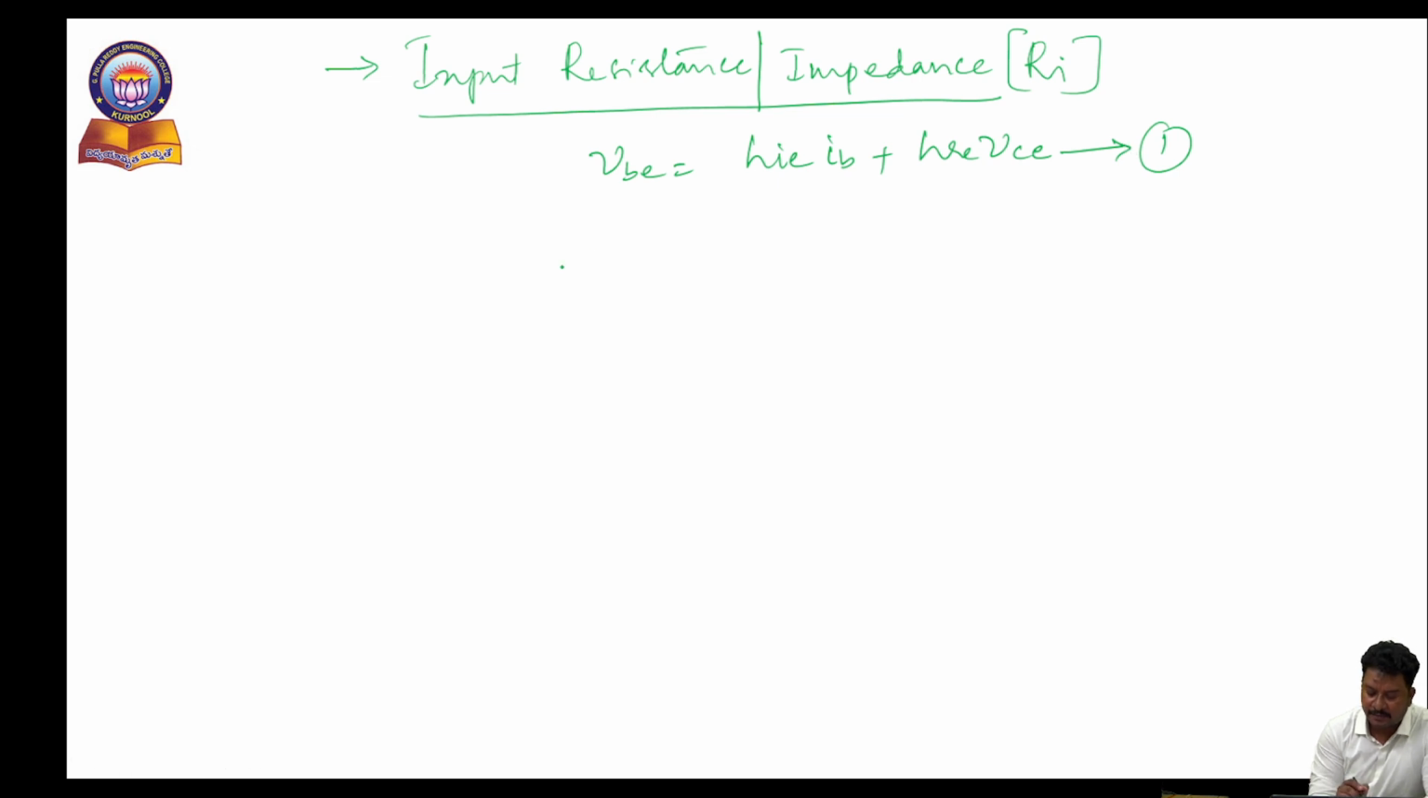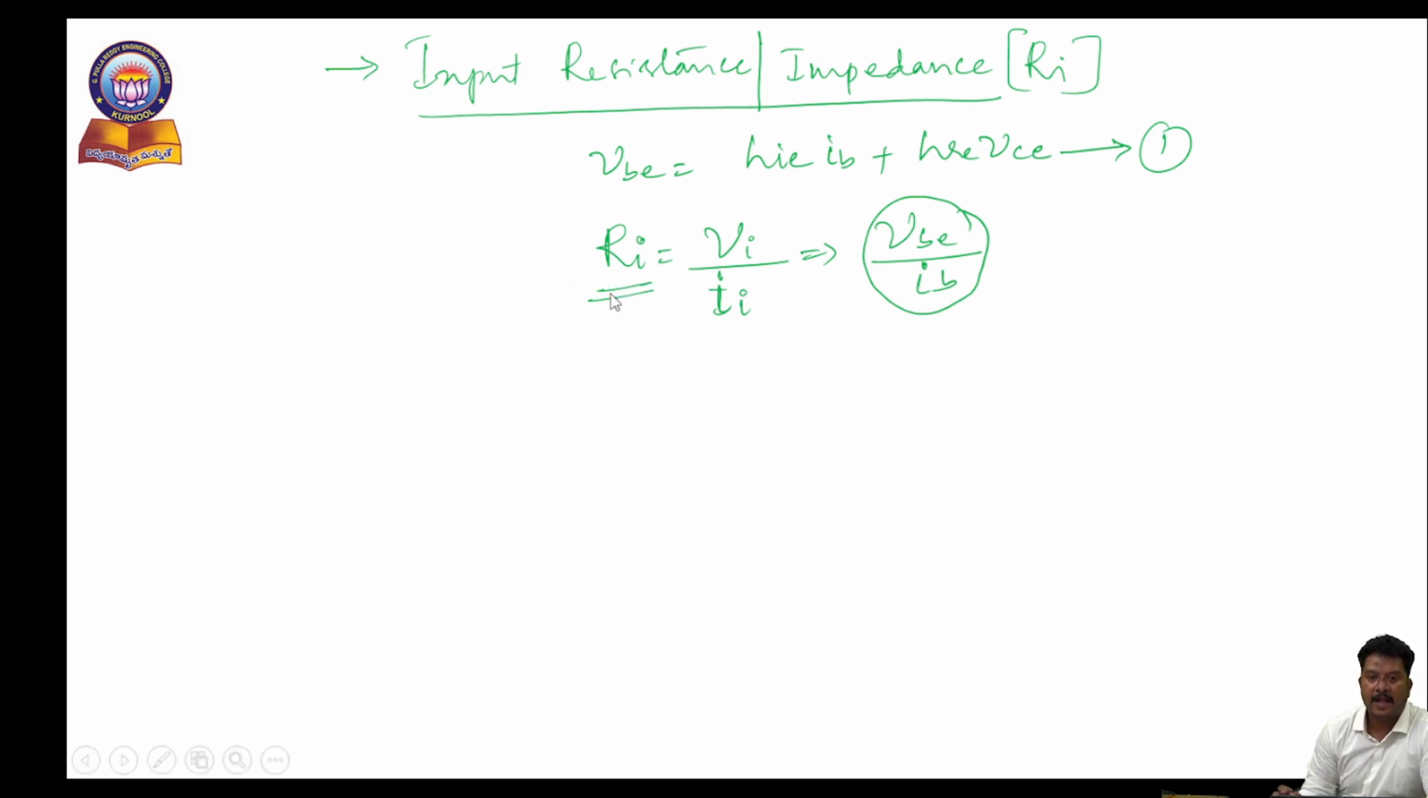From the basic definition, input resistance RI is the ratio of input voltage VI by input current I. In this case, VI is nothing but VBE and the input current is IB. If you get the relation in terms of input voltage and input current, then obviously we can easily find out the input resistance of the amplifier.